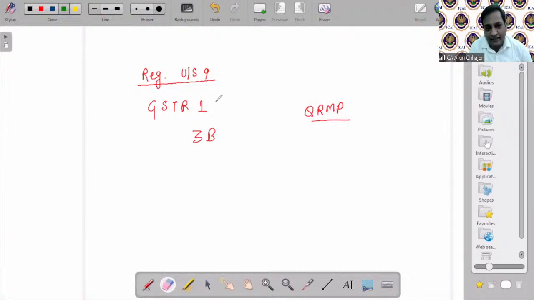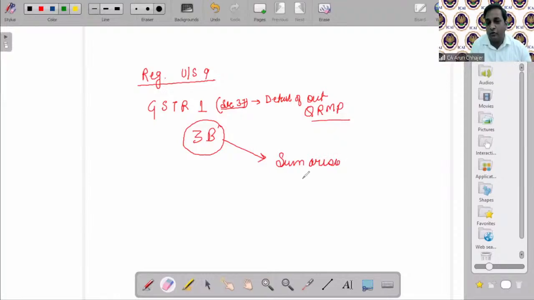Now GSTR1 is prescribed in section 37, which talks about details of outward supply. For my understanding purpose, I can say this is a GST return which will have the details of your outward supply. What about GSTR3B? It is a summarized return which will talk about the outward supply, inward supply also, how much tax is to be paid, etc.